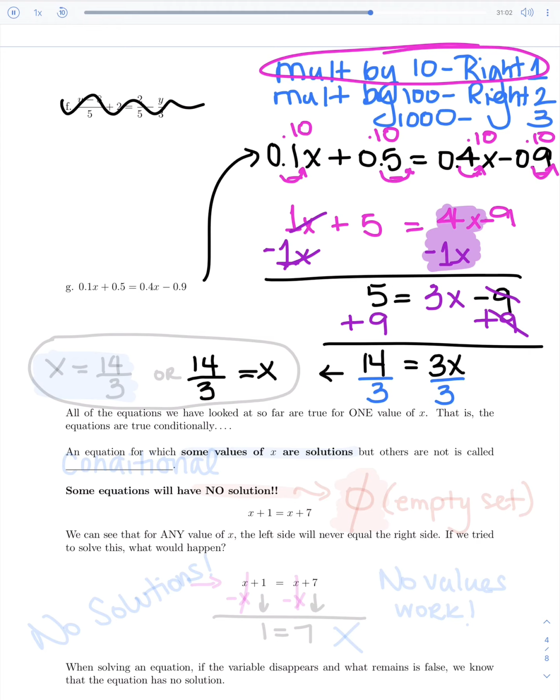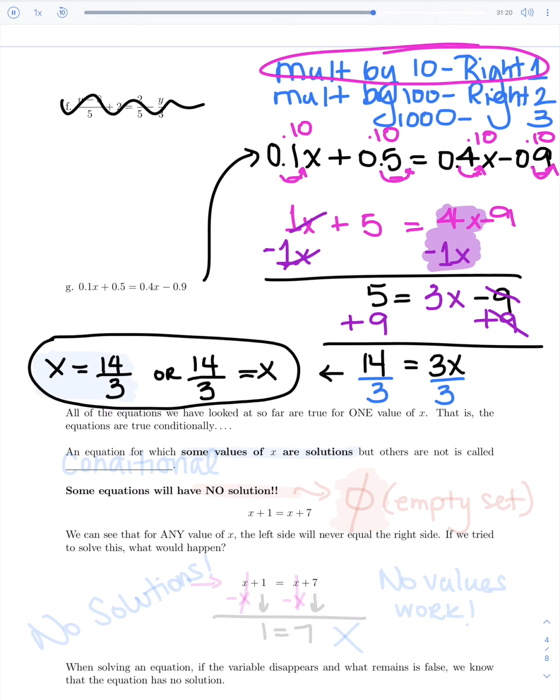And again, I wrote it as 14 over 3 equals x, but you can write it as x equals 14 over 3. It means the same thing. Notice the 14 over 3 is fine because it is reduced to lowest terms.